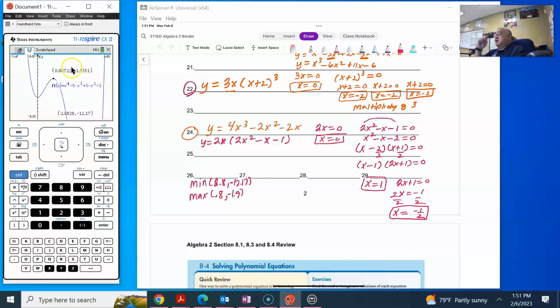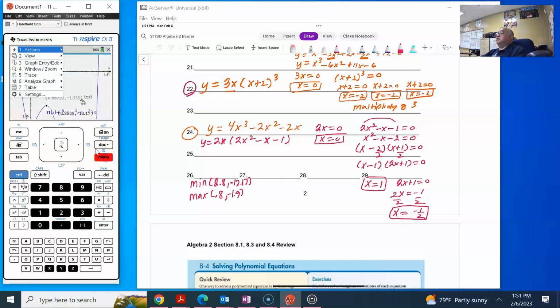Now, it does ask you to find the zeros. We'll find the zeros, but I'm going to tell you what we're going to do right now. Analyze graph, find the zero. So one of the zeros is 3.7, that's 3.7, 0. And then the other zero is on the other side of the graph, which is negative 0.6. If you round to the nearest tenth, negative 0.6, comma 0.